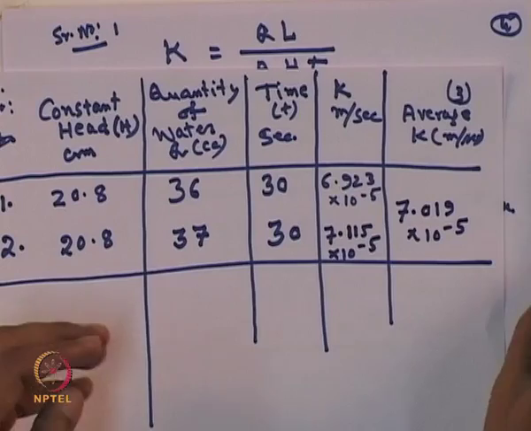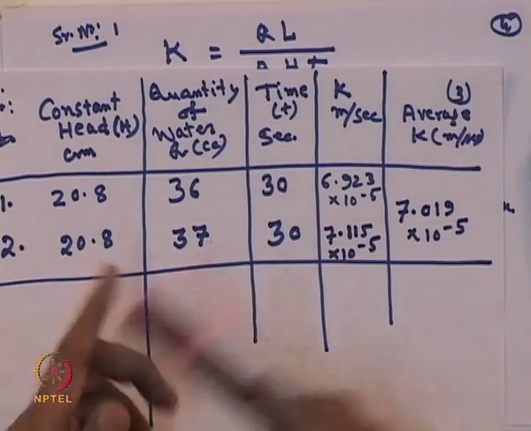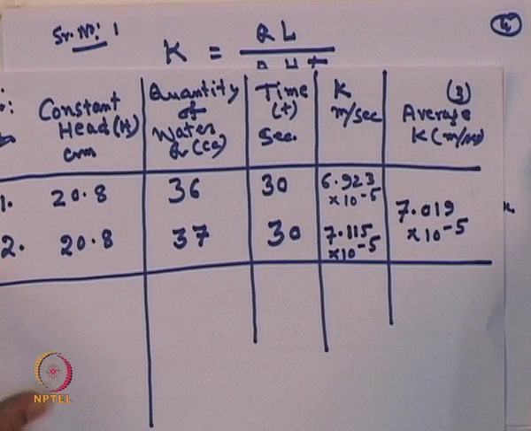So you can calculate the coefficient of permeability of the soil, and the coefficient of permeability of this soil is 7.019 into 10 to the power minus 5. So, you now know how to calculate the coefficient of permeability of the soil. This is for constant head permeability. Constant head permeability of the soil can be determined using this constant head permeability apparatus.